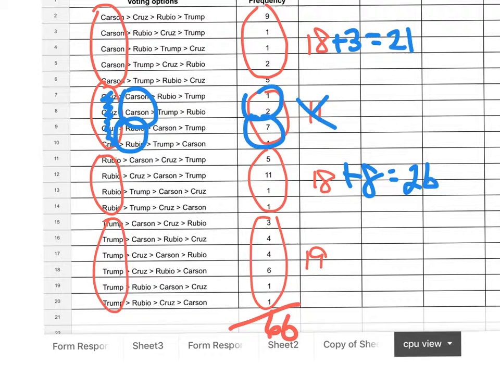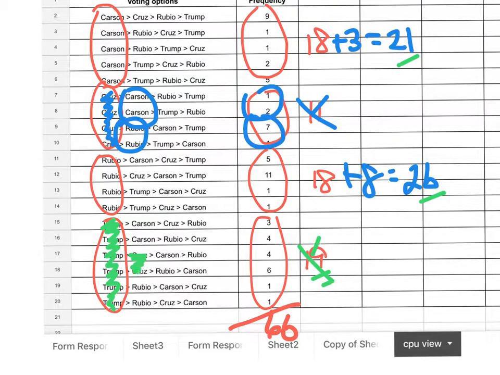But still, again, if there are 66 voters, we have to get greater than 33 voters in order to have a majority. So we still do not have a majority. So we move on. The next loser then, if we look at these values, is the 19. I have to redistribute those 19. Trump is out of the running.